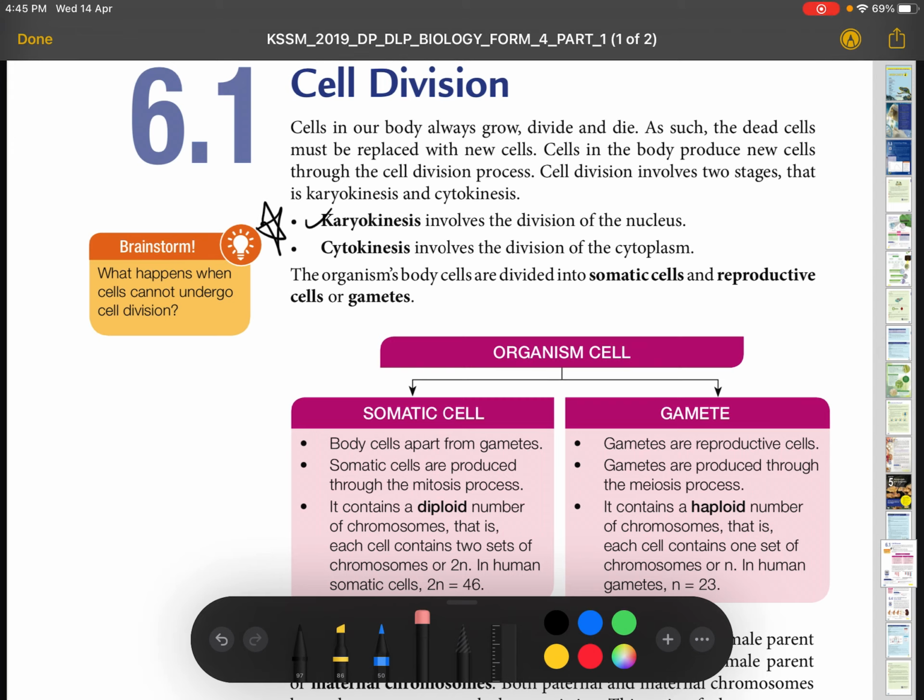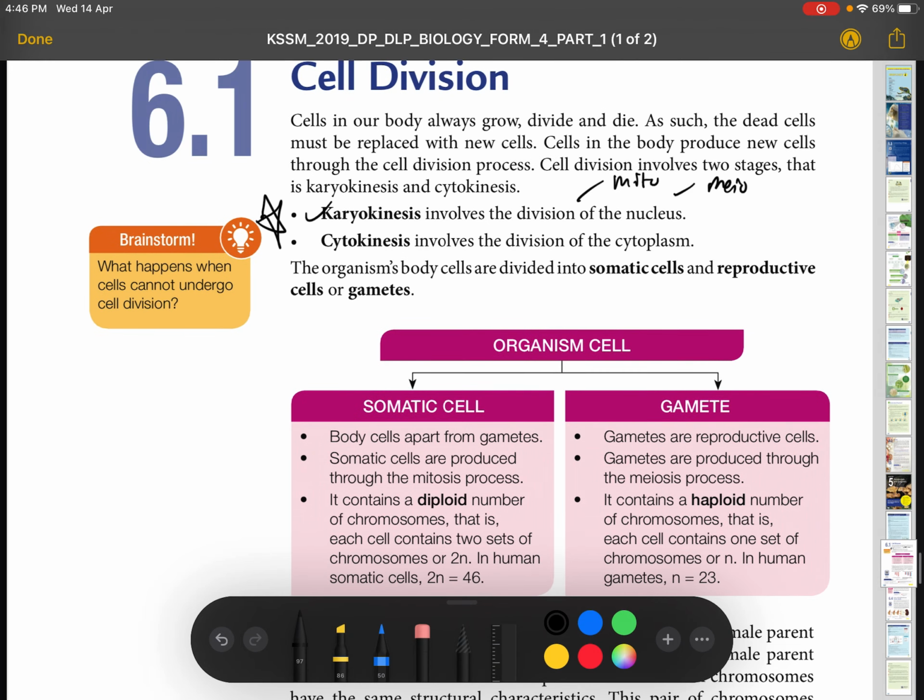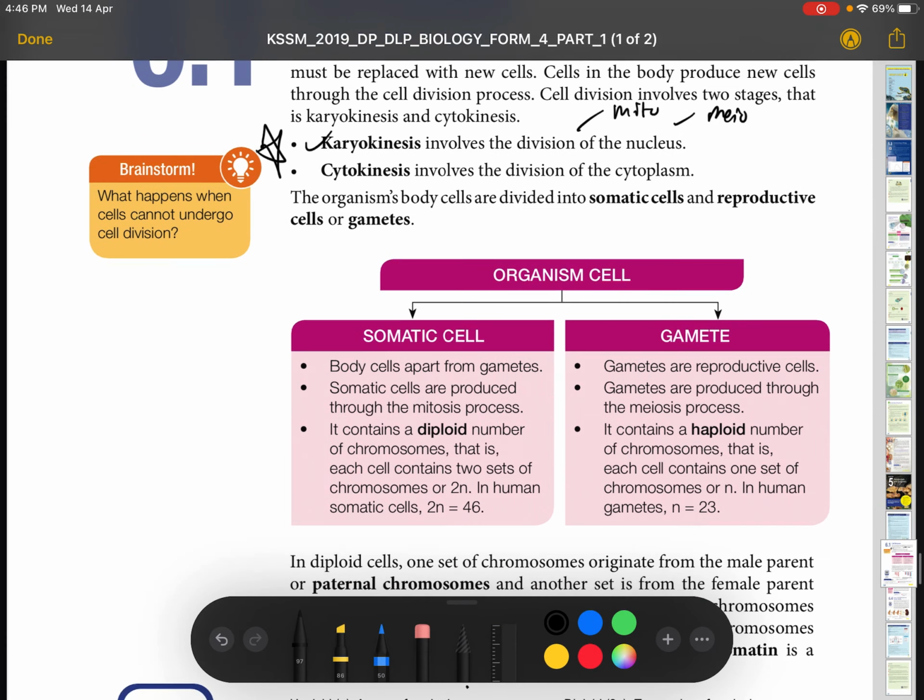is when a cell divides to produce new cells, and there are two stages: karyokinesis and cytokinesis. Karyokinesis is when your nucleus divides. So there are two types: mitosis and meiosis. So when the nucleus divides, that is karyokinesis. Cytokinesis is when your cytoplasm divides.